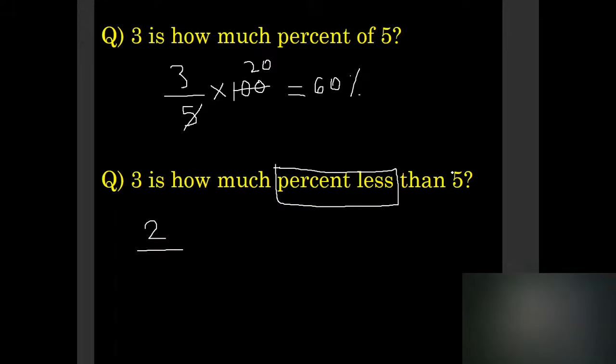Here we are comparing with 5, so that number you should take in denominator. Otherwise, you can simply remember whichever number is closest to the question mark, it comes in denominator. So 2 out of 5 into 100, which is 40%. If the question is 3 is how much percent of 5, answer is 60%. If 3 is how much percent less than 5, then answer is 40%.